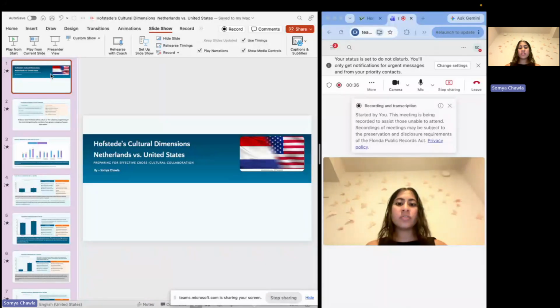Netherlands and United States using the Hofstede cultural dimensions. In this scenario, I've been selected for a 6-month study abroad internship at a marketing communication firm in the Netherlands. Throughout this presentation, I'll compare the cultural values of both countries, explain how these differences affect communication in the workplace, and discuss strategies for communicating effectively with Dutch colleagues.